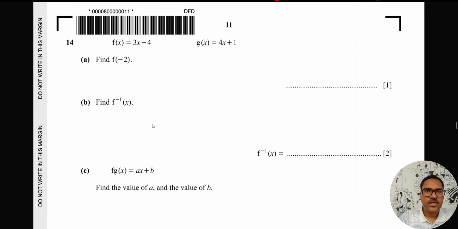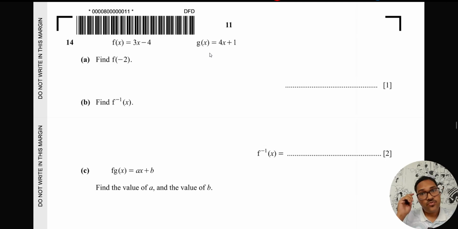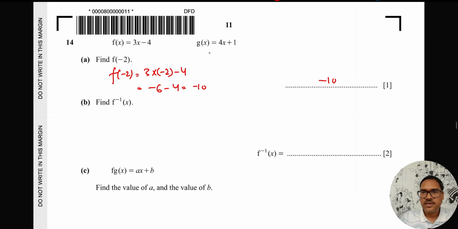Okay, so now let's move to the next question. Here f(x) is equal to 3x minus 4 and g(x) is equal to 4x plus 1. What is f of minus 2? You have to just put x equal to minus 2. So what is f of minus 2? This is 3 into minus 2 minus 4. This is negative 6 minus 4, which is equal to negative 10. Right?